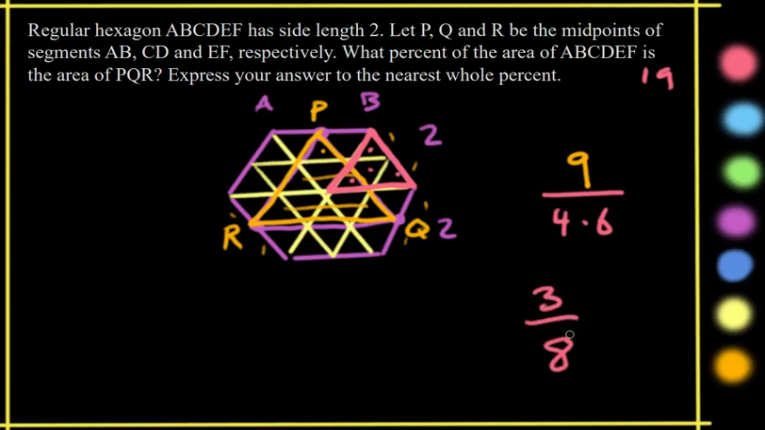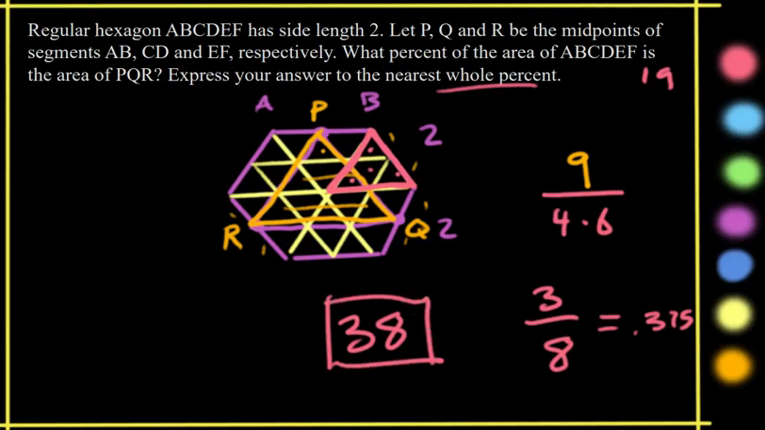Oh, well, they want it as a percent, and they want it rounded to the nearest whole percent. So 3/8, as a decimal, is 0.375. As a percent is 37.5. And when you round 37.5 to the nearest whole number, you get 38. So our answer here is going to be 38%.